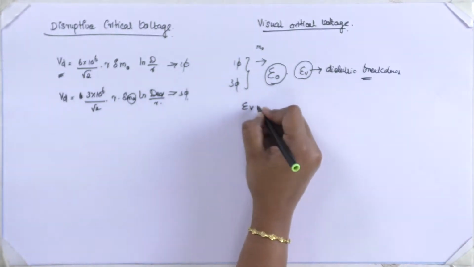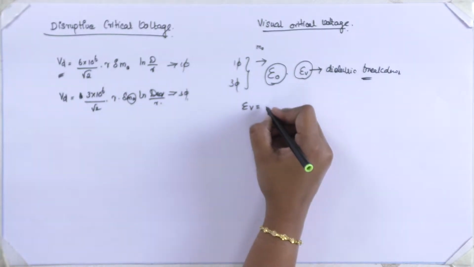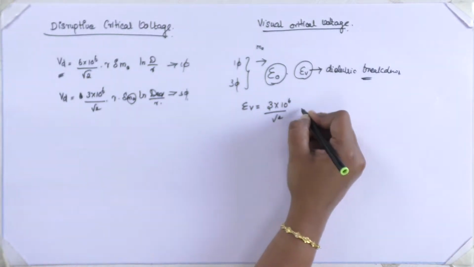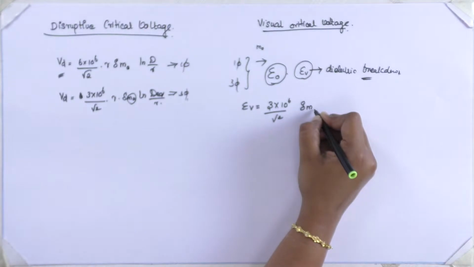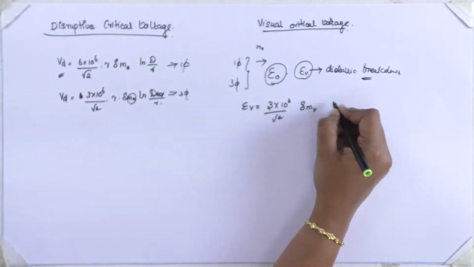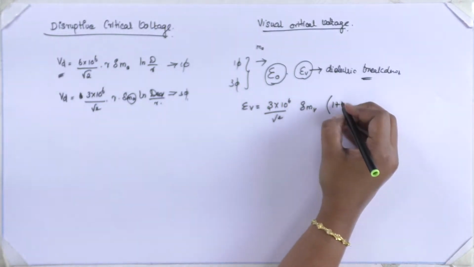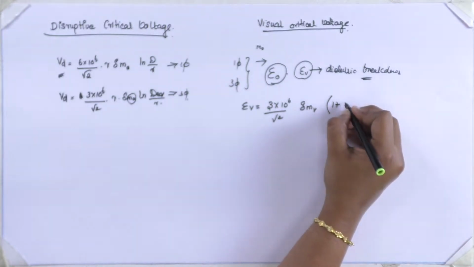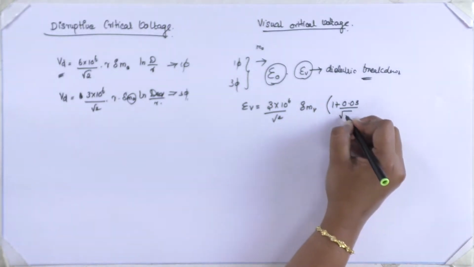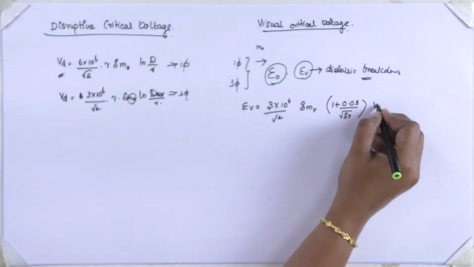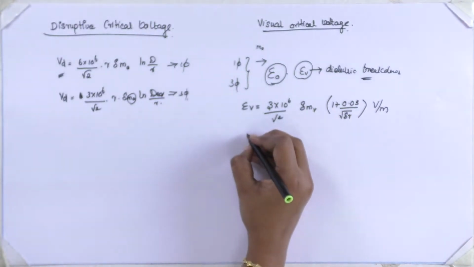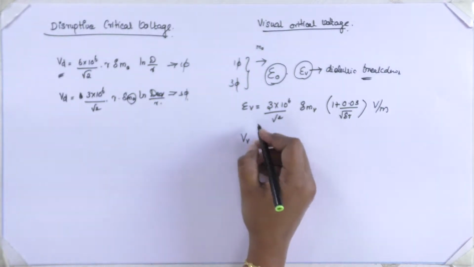So the dielectric breakdown voltage for the visual corona, EV, is equal to 3 into 10 to the power 6 divided by root 2, into delta into MV. MV is the surface factor, and for the critical voltage, the dielectric breakdown should occur, and it will be above the normal critical voltage value E naught. So 1 plus 0.03 divided by root of delta into r. r is the radius of the conductor and the unit is volts per meter. Similarly, this is the potential difference.